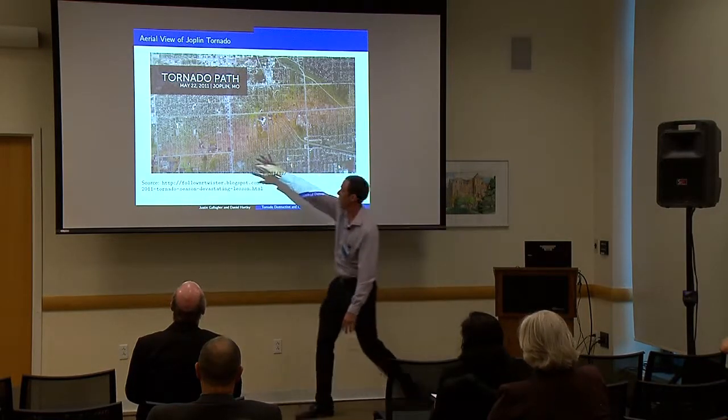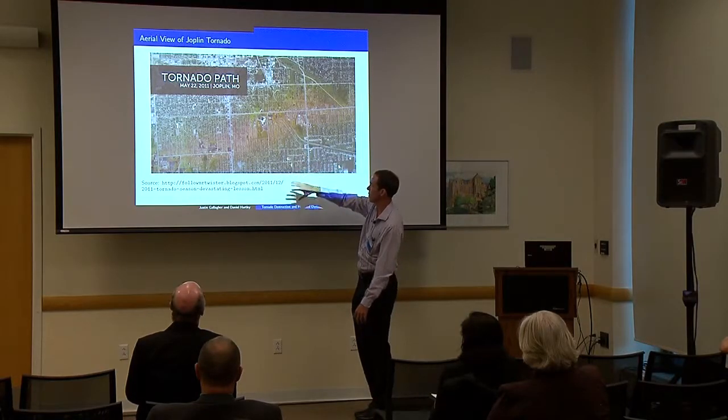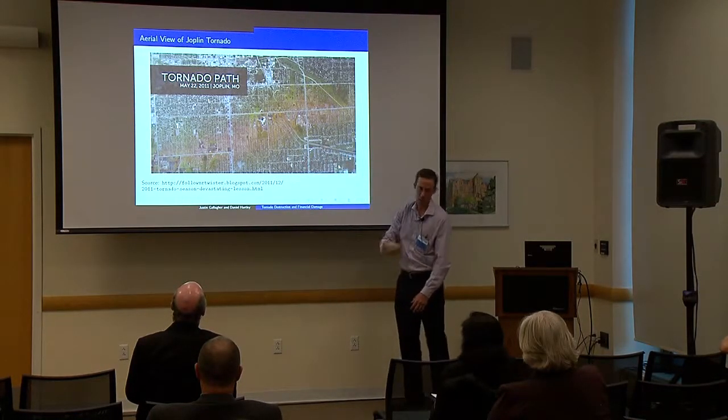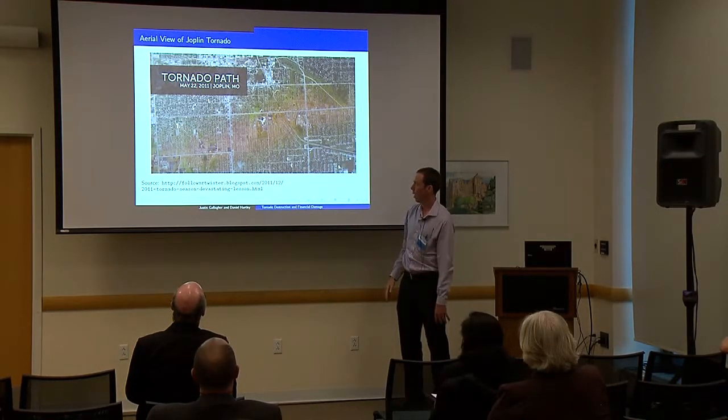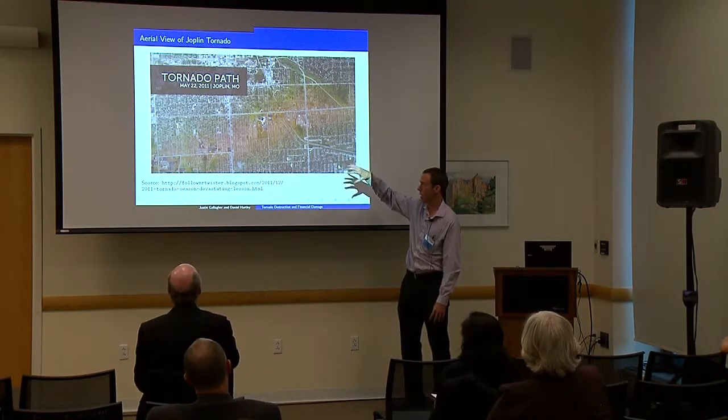So here, the brown part is basically the tornado path. That's where all the damage was. It's a very strong tornado, so it actually scours the earth and pulls up all the trees and grass and everything. So from the aerial shot, it actually looks brown.